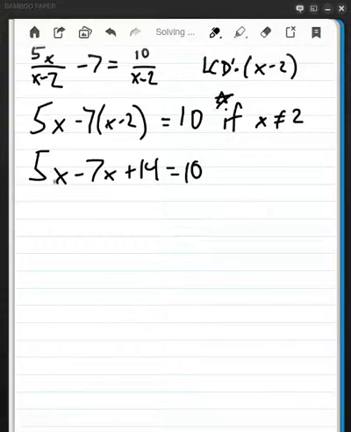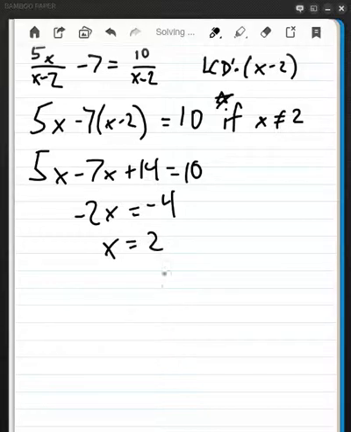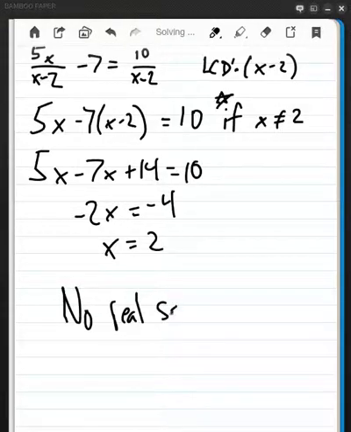Okay, let's combine our like terms. This is going to be -2x, and let's subtract 14 from both sides. We're going to get -4. Divide by -2, we get x is equal to 2, which looks like a solution. This is why this is mega important, because if you look up, the original restriction on the equation is that x cannot equal 2, and that's the solution we got, that x is equal to 2. Well, if x can't equal 2, then that means this cannot be a solution. And if this is the only solution we found, then that means that there are no real solutions.